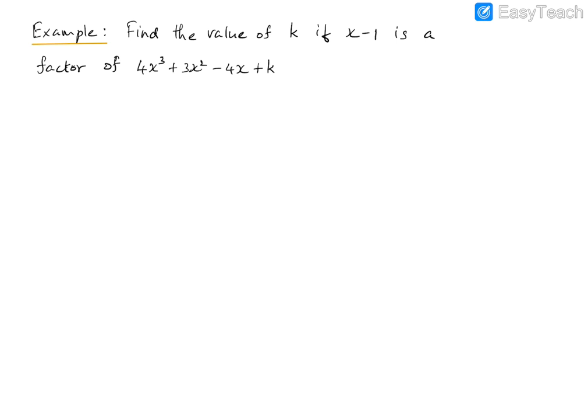Here again we are given that x minus 1 is a factor of this polynomial, and given that x minus 1 is a factor, we are asked to evaluate this constant term k, okay. The value of k is not given to us, so we are asked to find the value of k, and the information we have is that x minus 1 is a factor of this polynomial. So the 0 of x minus 1 is x equal to 1.